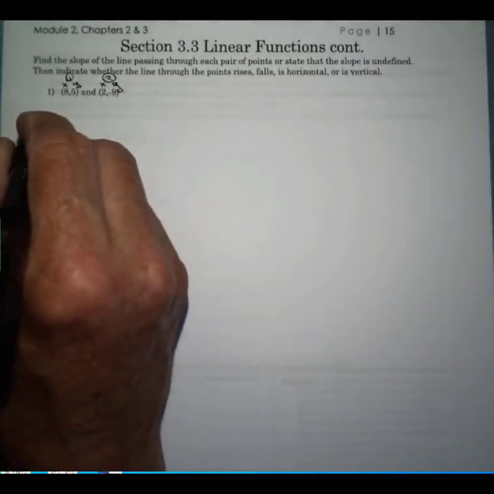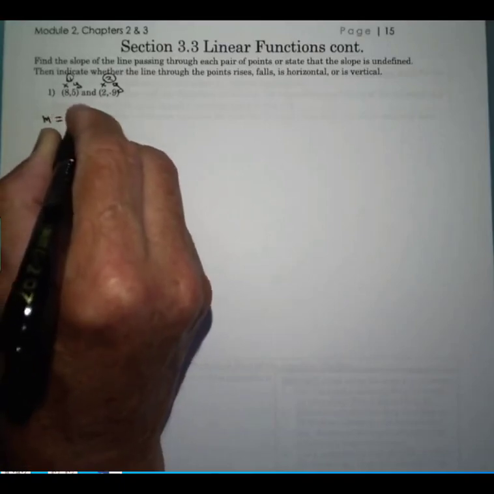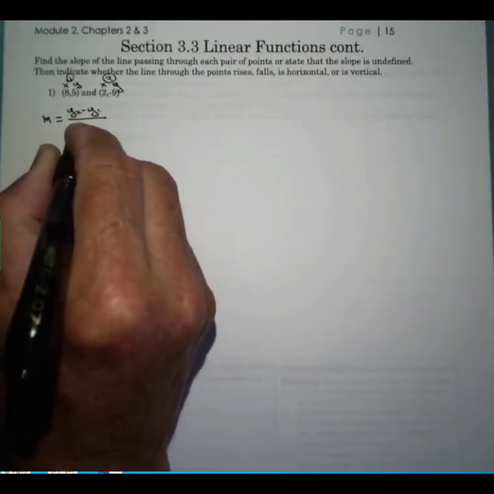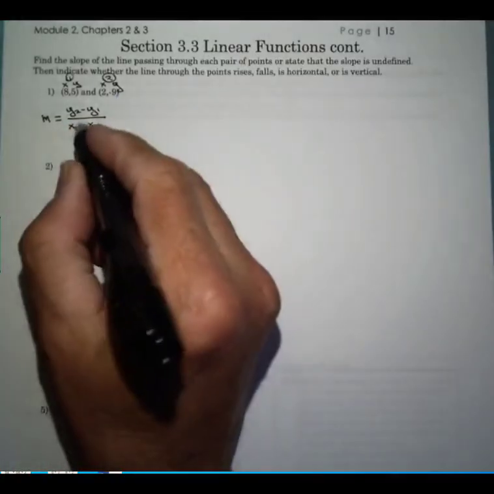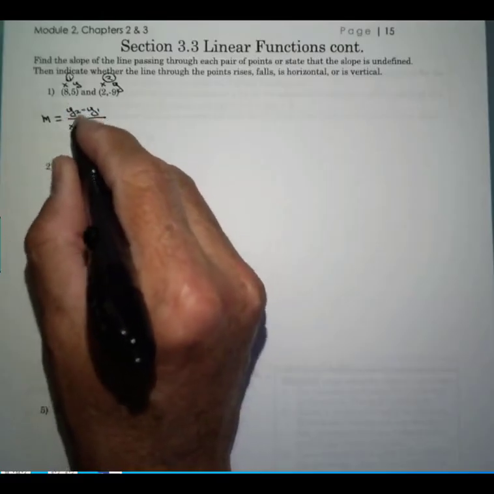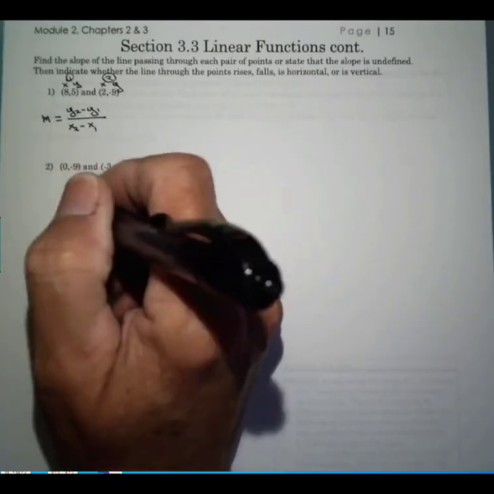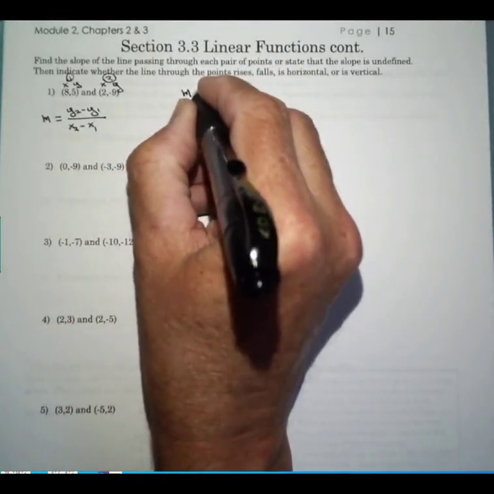And then the formula, of course, is m is equal to y of 2 minus y of 1 divided by x of point 2 minus x of point 1. Now, all that's saying is that we have to start with the same point for y and x and subtract the other point, y and x. So if you remember that, you're really going to be okay with slope. So let's do this one.